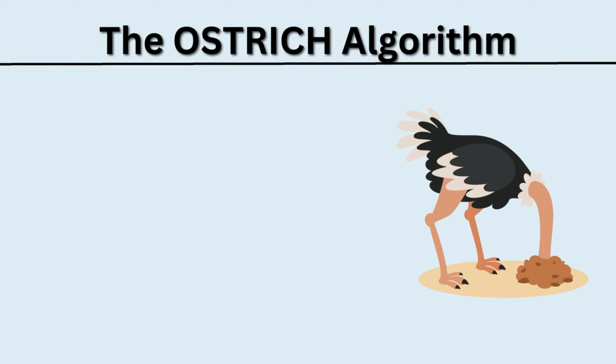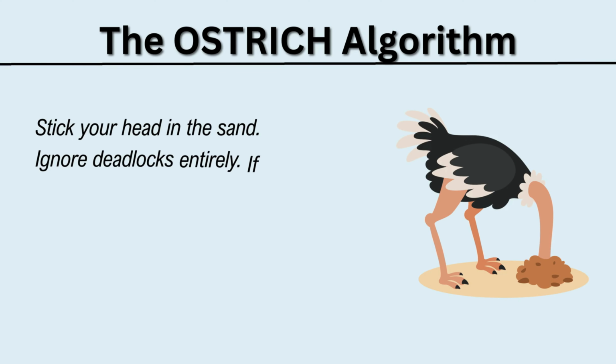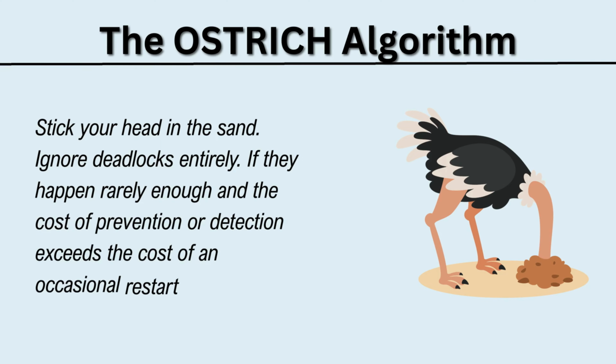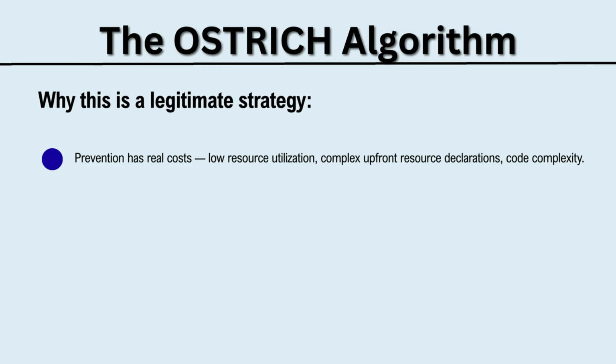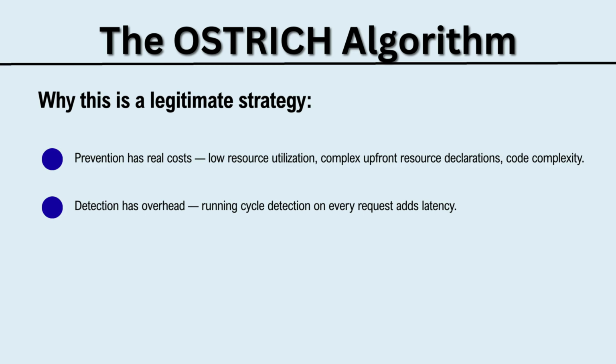And then there is the Ostrich Algorithm. Stick your head in the sand, ignore deadlocks completely. This sounds irresponsible, but it's actually a rational engineering decision in many contexts. Prevention has real cost: lower resource utilization, complex upfront declarations, and code that needs to enforce strict ordering everywhere. That's engineering overhead. Detection has overhead too. Running a cycle detection on every resource request adds latency to every operation.